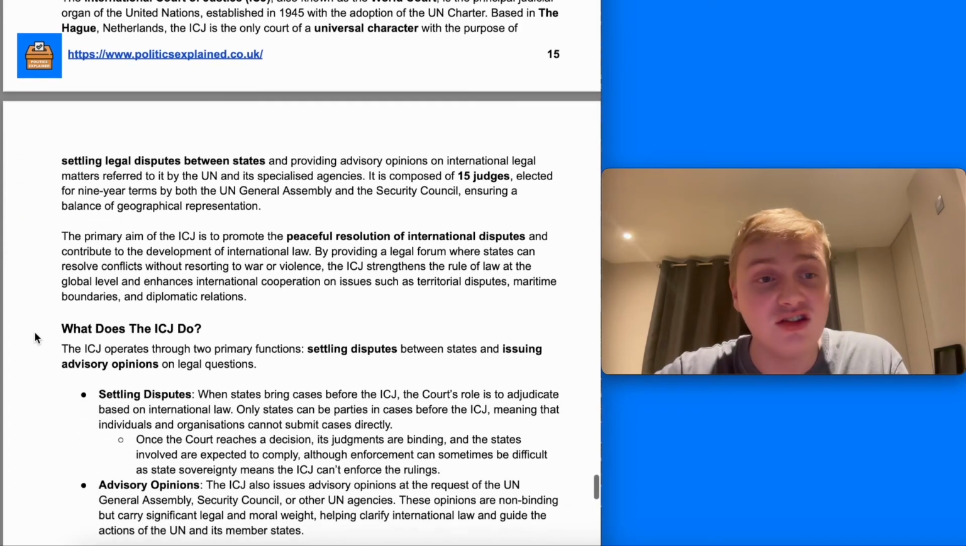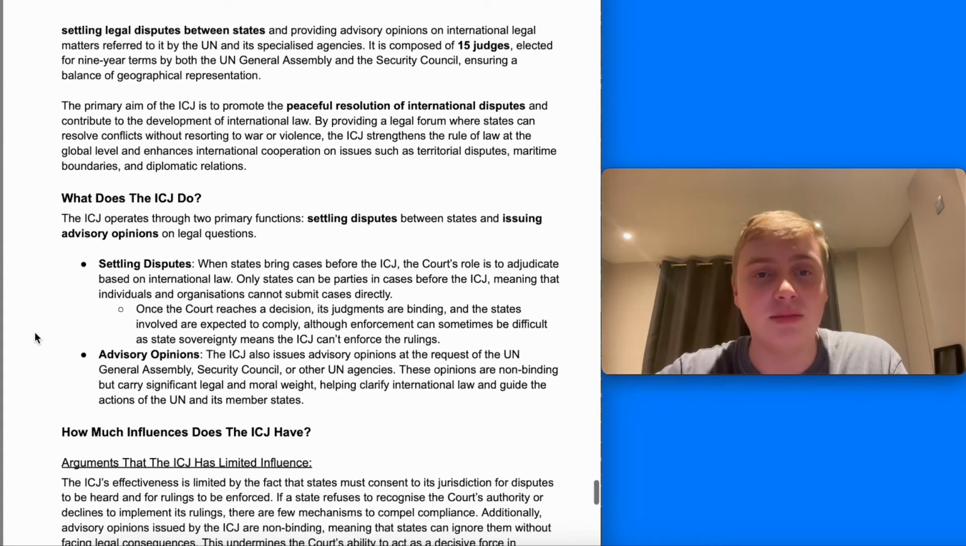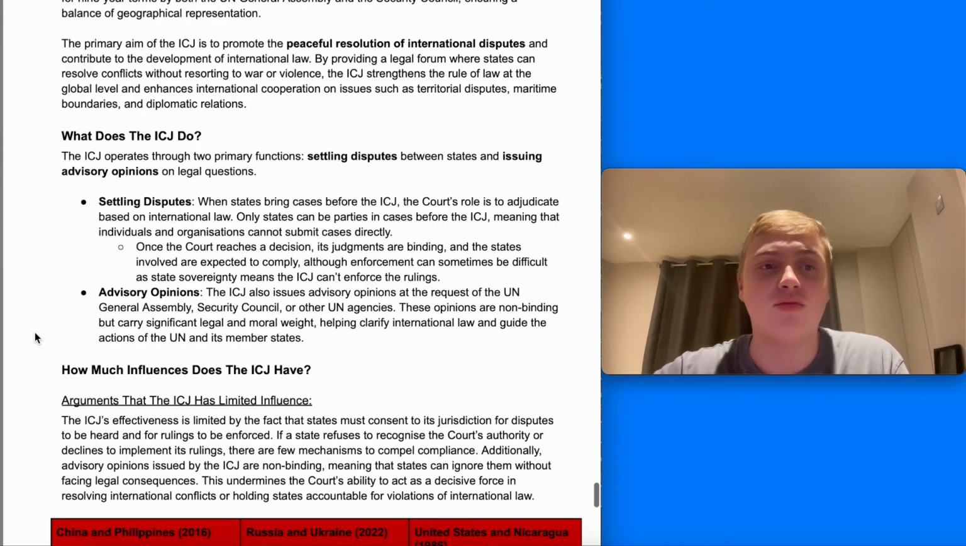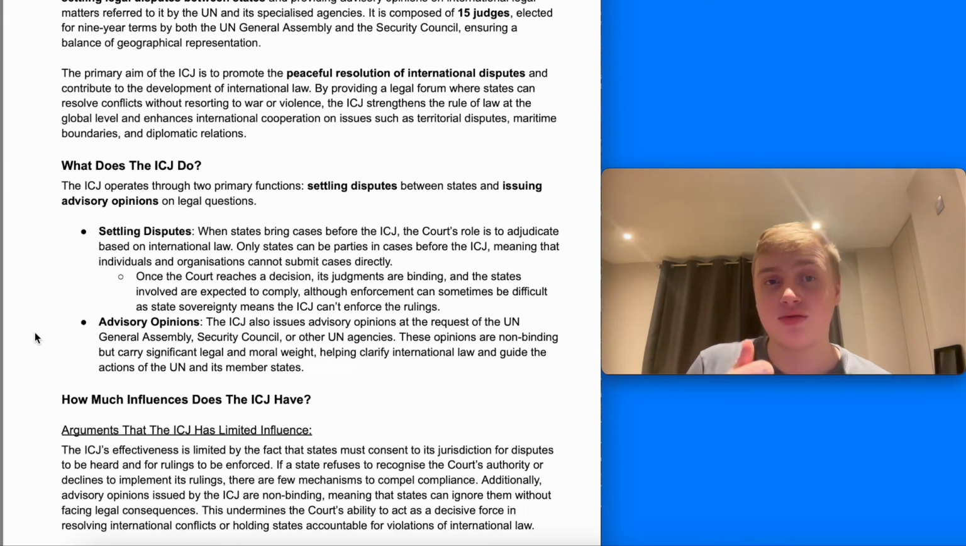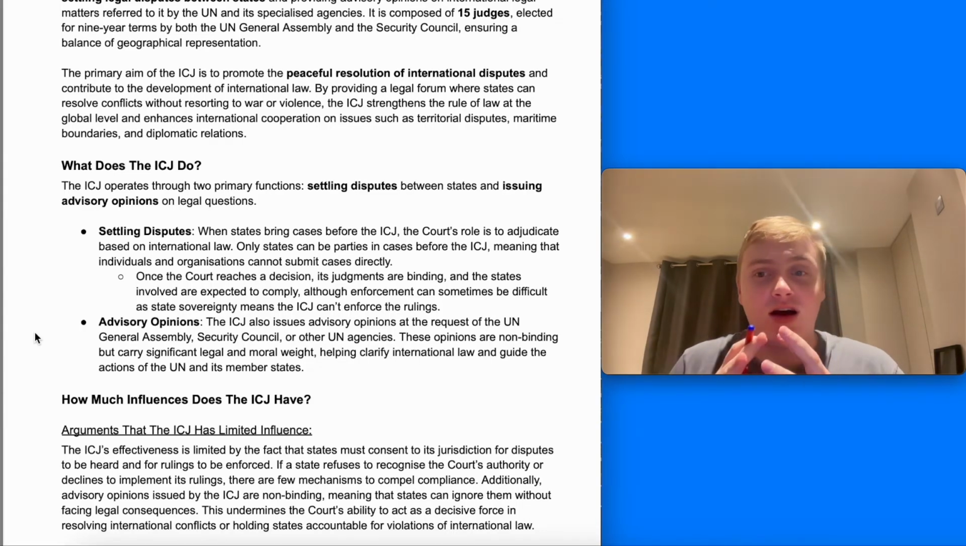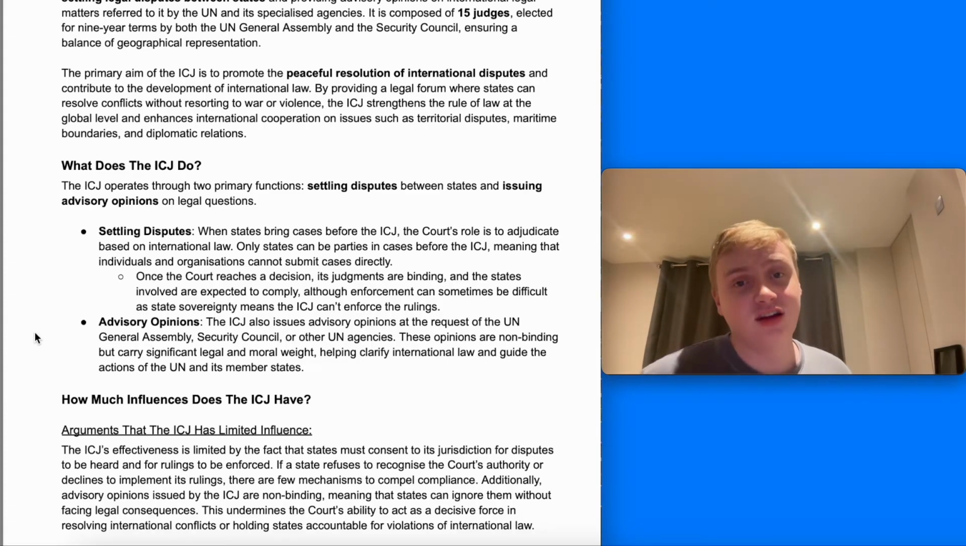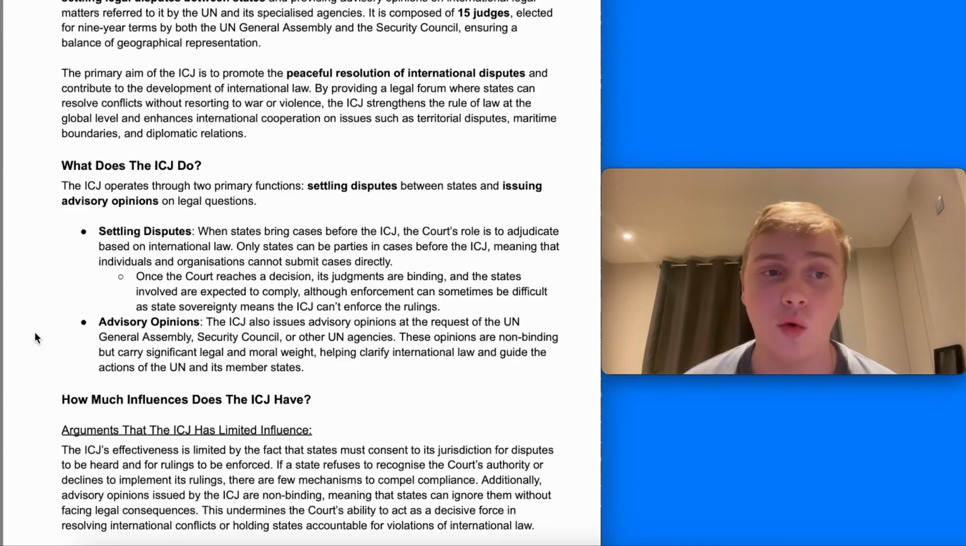So it's composed of 15 judges elected by the UN General Assembly and Security Council, ensuring a balance of geographical representation. And its primary aim is to promote the peaceful resolution of international disputes. So it gives countries a way to come together and allow for that peaceful resolution by the International Court of Justice rather than resorting to war or violence.